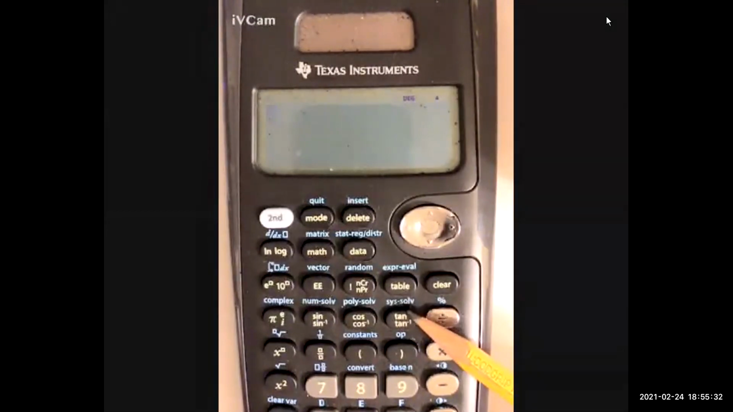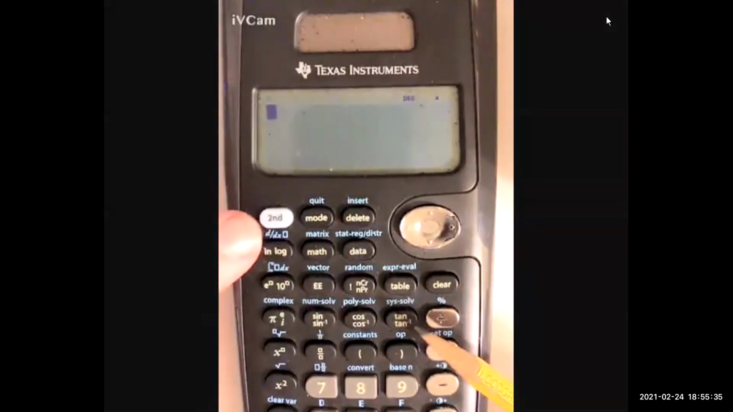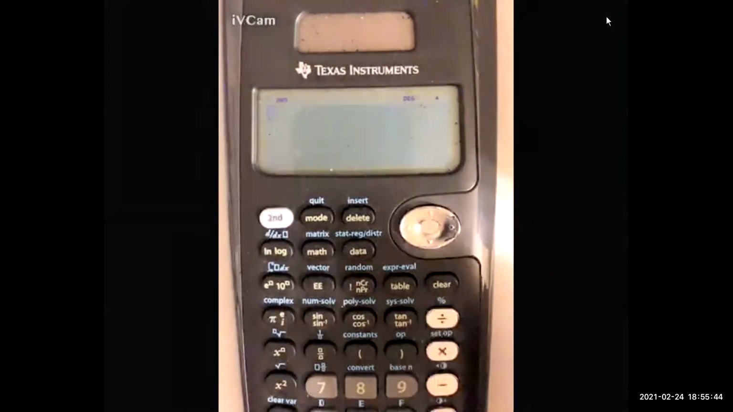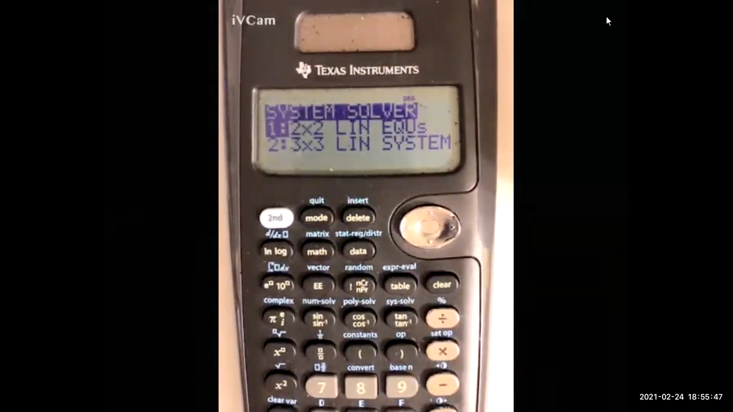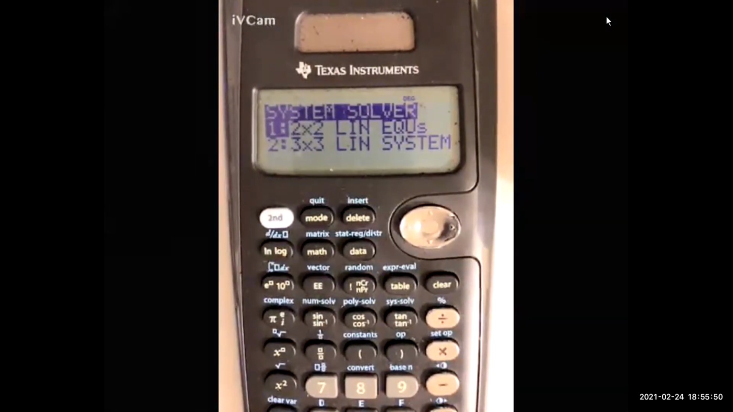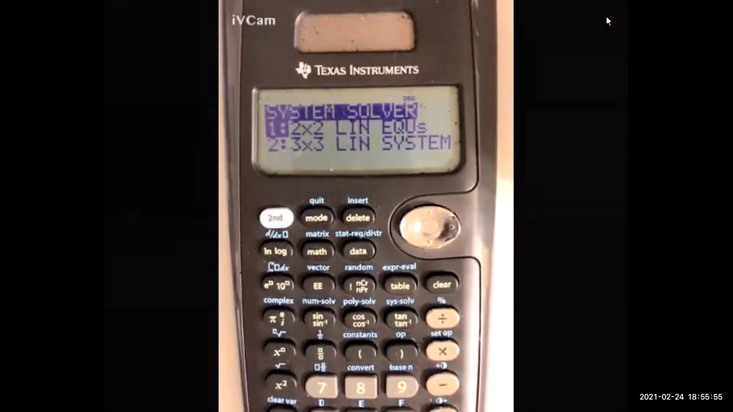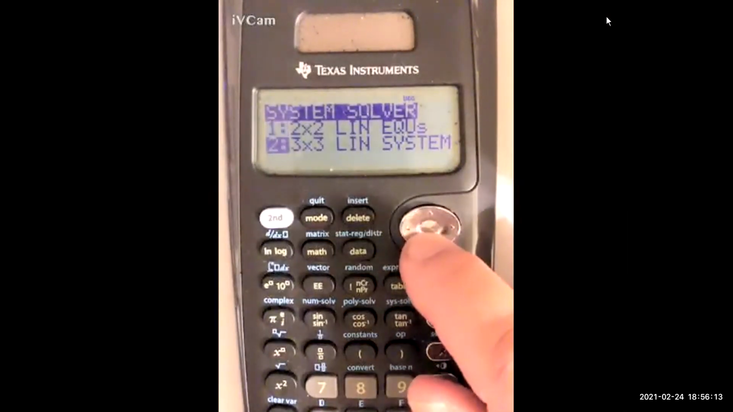But it's blue, so you activate it by pressing the second key and then this, right above tan inverse, tan -1. So you go second and press syssolve, boom, and it brings up a new screen called System Solver. This will solve a 2 by 2 or a 3 by 3, which is what we've been studying. You pay a little bit more money, you can buy a calculator that goes up to 4 by 4 and 5 by 5 and whatever else you want. But I'm going to choose down here the 3 by 3, hit enter.